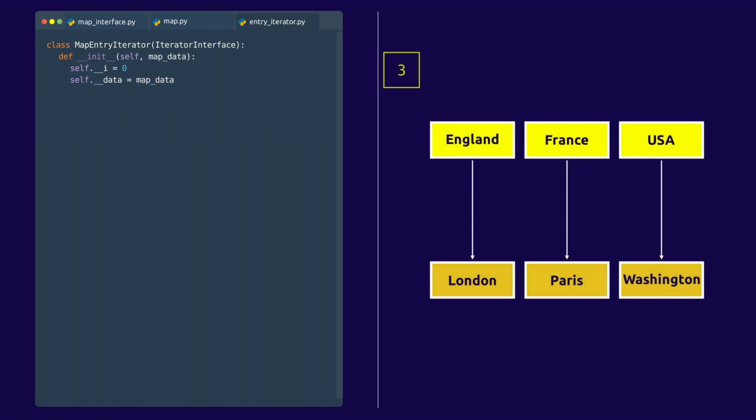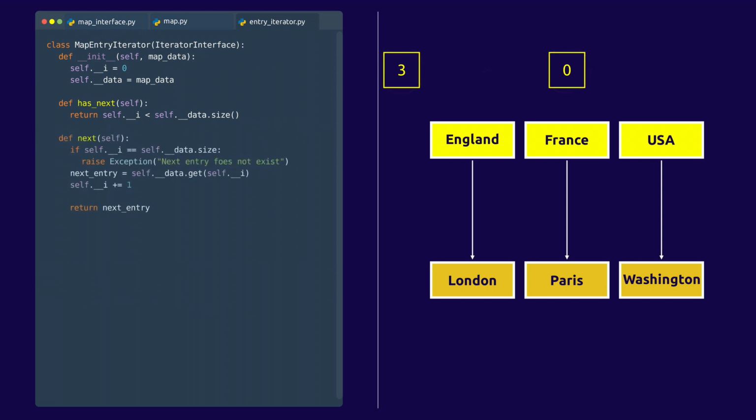The map Entry Iterator will implement the iterator that requires two methods, hasNext and next. It will hold two properties, the current iteration index and the map data. hasNext will return the result of the comparison between current index and map size. If it is true, the next method will get the entry from the current index, then it will increment the index and return the entry. If it is false, the next method will raise an exception.